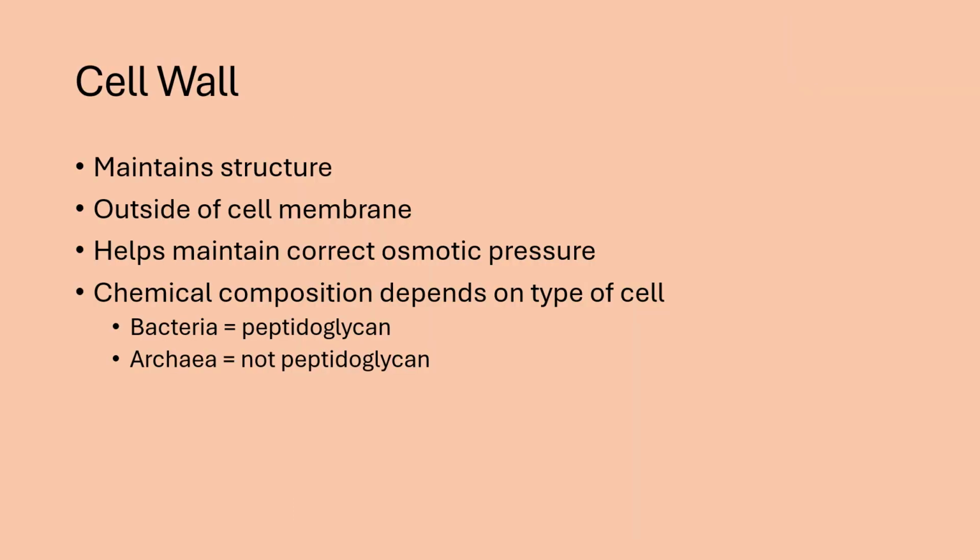The cell wall. The cell wall is going to help maintain the structure. All cells have a cell membrane. Not everyone has a cell wall. With bacteria, most do have a cell wall. If you have a cell wall, it's going to be outside of the cell membrane. It's going to help maintain the osmotic pressure in there. We look at the chemical composition to help classify what kind of an organism it is because it's unique to that group. Plants have a cell wall that's made out of cellulose. Fungi have a cell wall that's made mostly out of chitin.